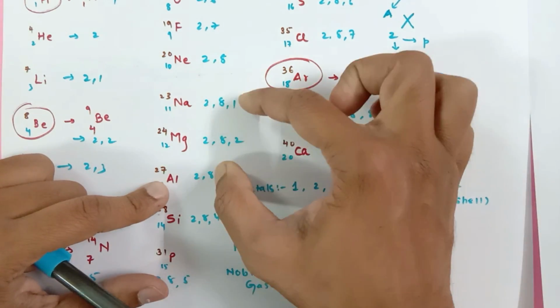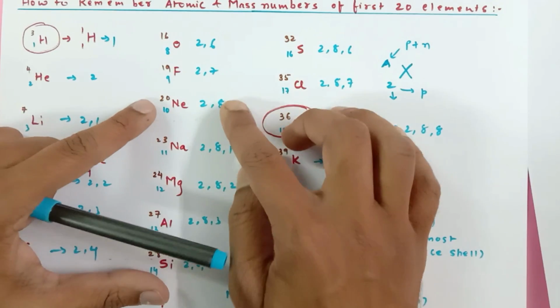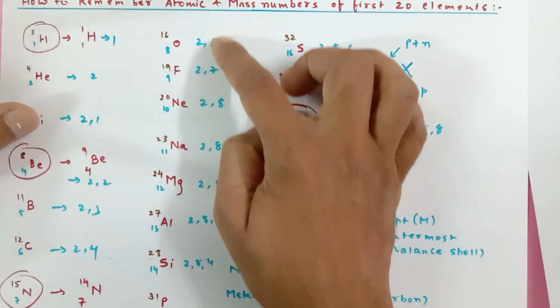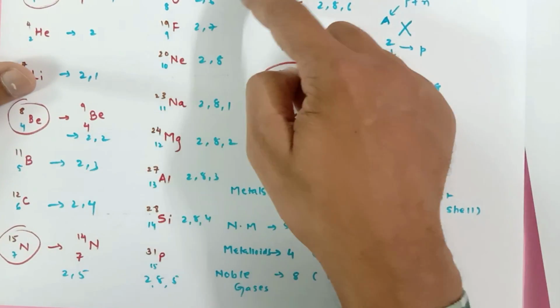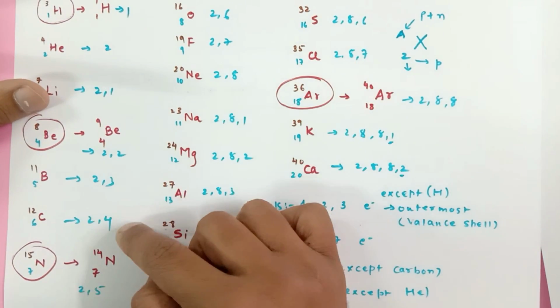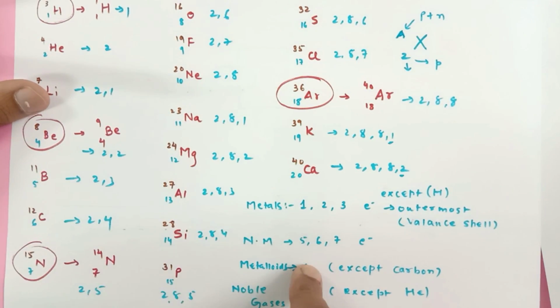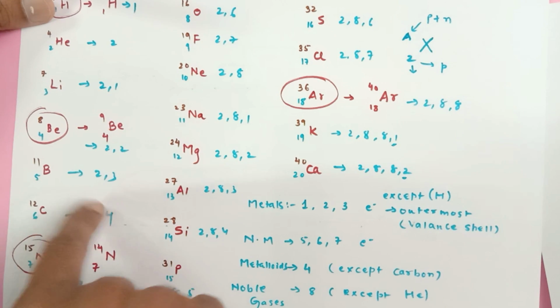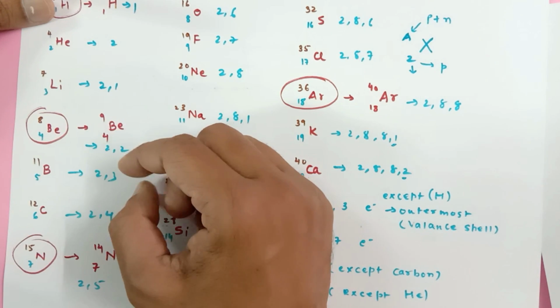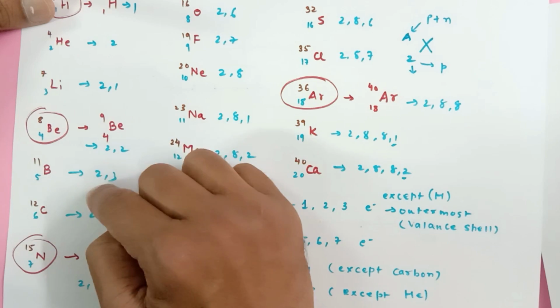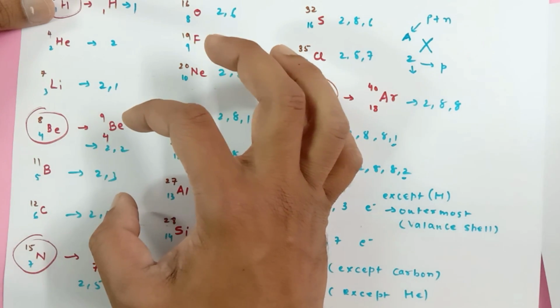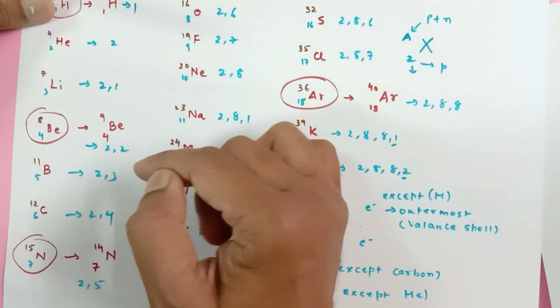Again 1, 2, 3, so these 3 are metals. This is again a noble gas. 6, 7 and 5, so all these 3 are again non-metals. 4: even though carbon has 4 electrons in the outermost shell, it is a metalloid. Sometimes we do consider this in metalloid, but still for grade 8 it may be fine to say that this is a metal.